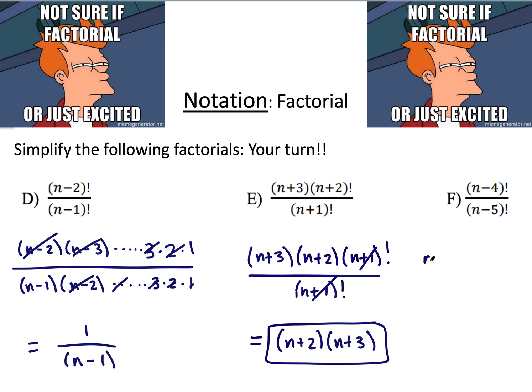How about in letter F? If you start with n minus 4, then you'd multiply by the thing before it, which is n minus 5, and then all of those things before that. So that would be your factorial all over n minus 5 factorial. So the final answer for this one would be something like n minus 4.